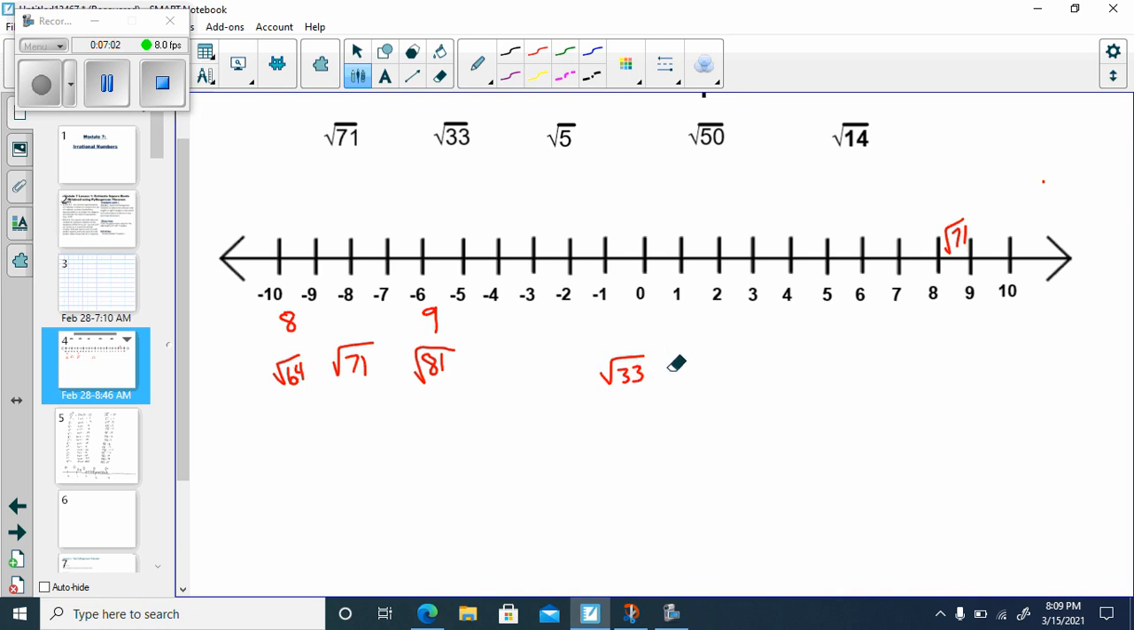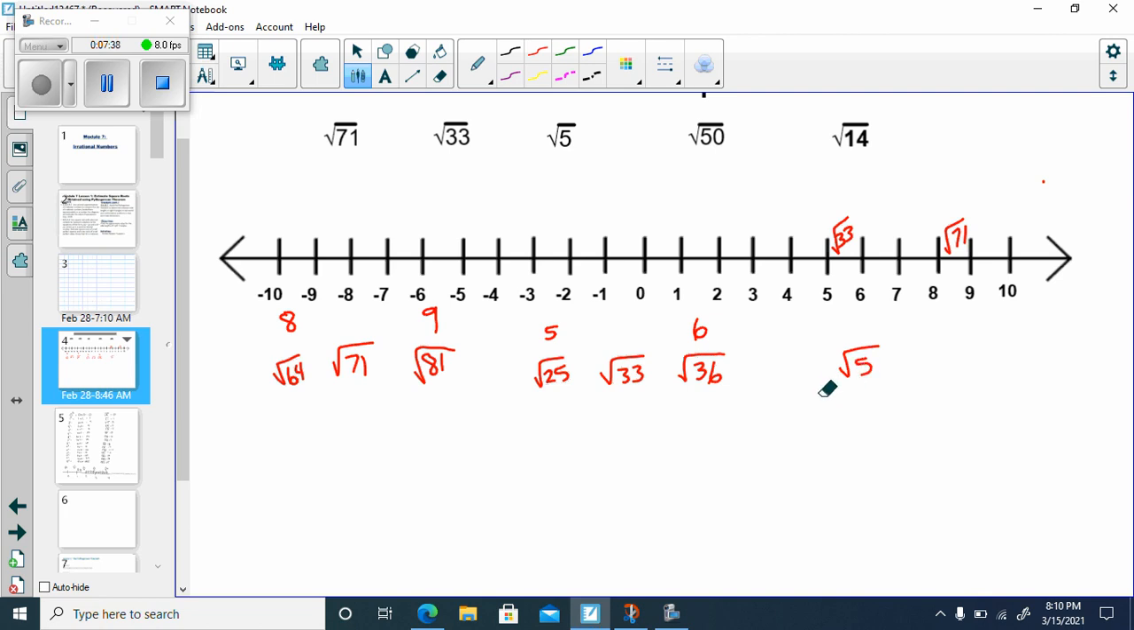Let's try 33, the square root of 33. Okay, now let's think about the next perfect square from 33. 34, no. 35, no. 36, oh yeah, because that is 6 squared, right? So that's got to be between 5 and 6, because 5 squared is 25. The square root of 25 is 5. So the value for the square root of 33 will be between 5 and 6. It's going to be 5 point something. It won't be 6 because it's not 6 yet.